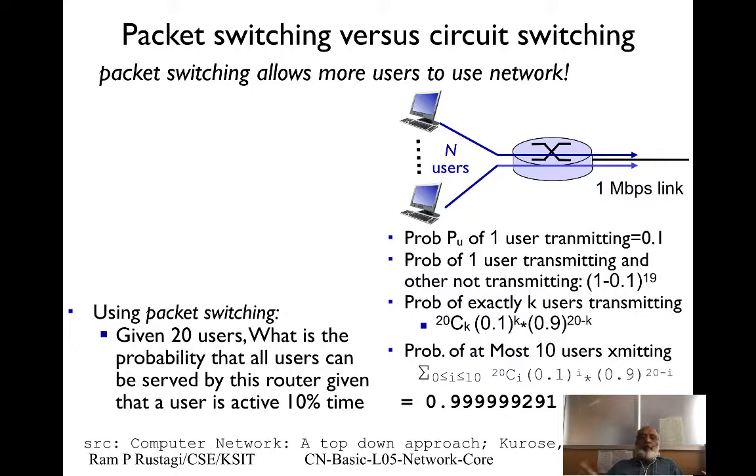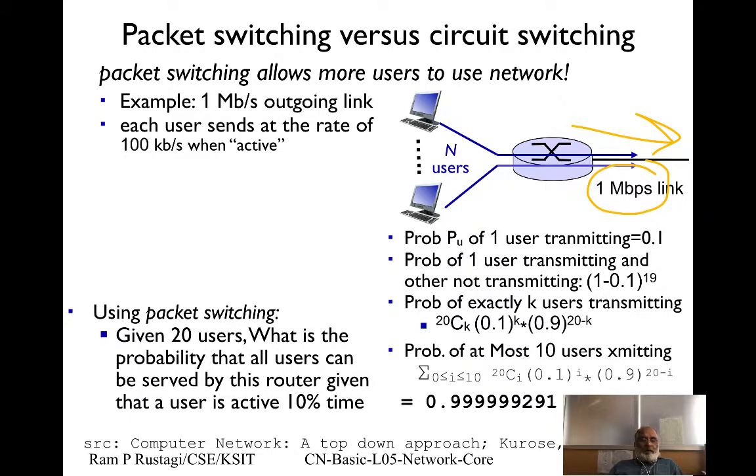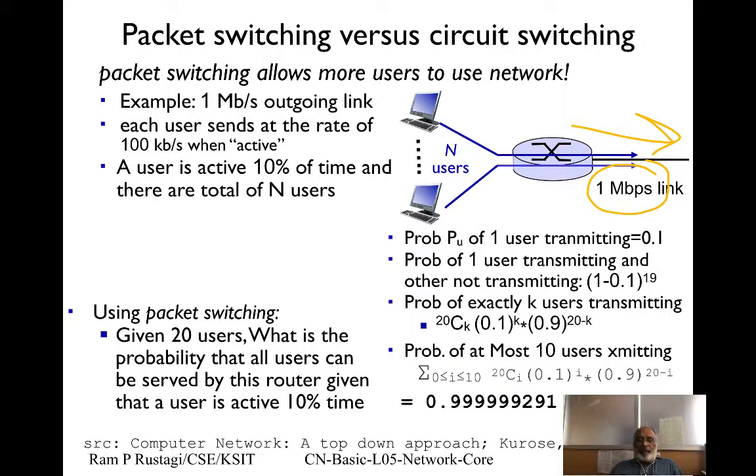Let's just look at an example to understand how packet switching works versus circuit switching. Consider there are n users connected via a router, and my outgoing link is 1 Mbps. Now, each user is active 10% of the time. That means each user sends data only 10% of the time. The other 90% of the time, it remains idle.